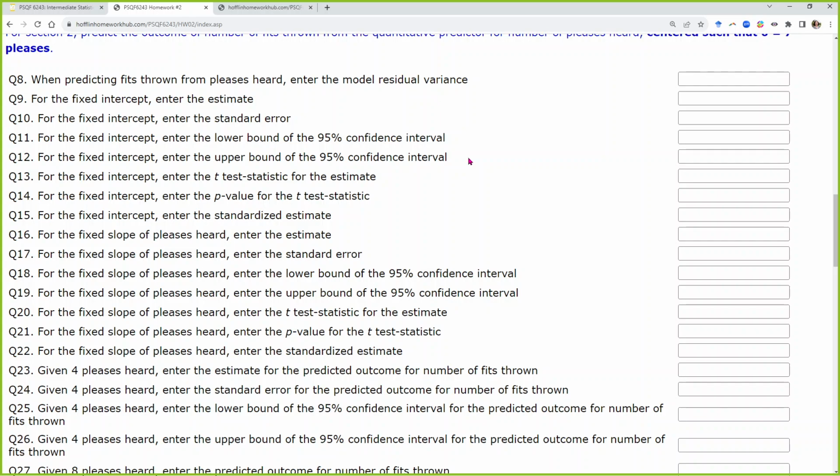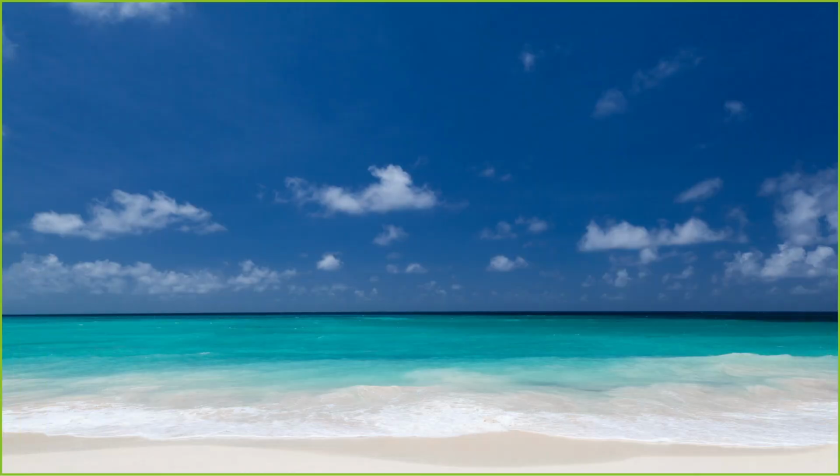Questions on any of that? We're good? Okay, we have a little bit of Unit 2 left to do then. Let me get rid of that. Hello, beach. That's a much nicer place to be.